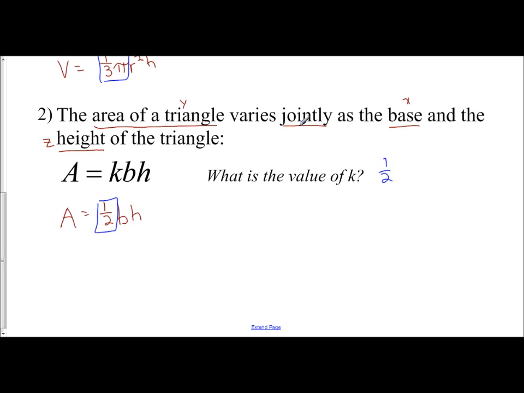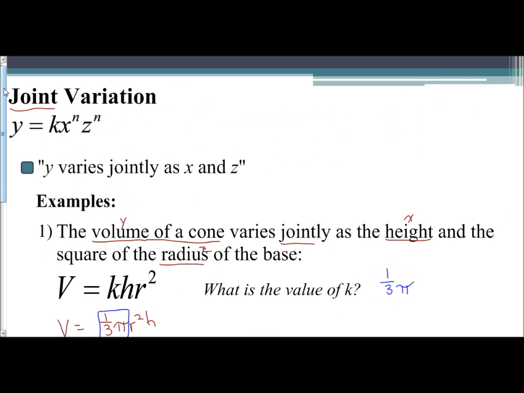And so joint variation is very similar. I like to compare it to direct variation. Joint variation is very similar to direct variation. It's just instead of just an x and a y, you're going to be using multiple variables. The concept that if one increases, so will the other still holds for the joint variation.